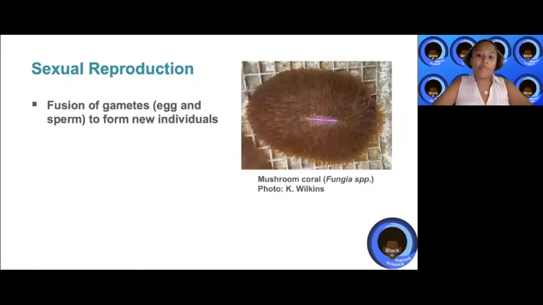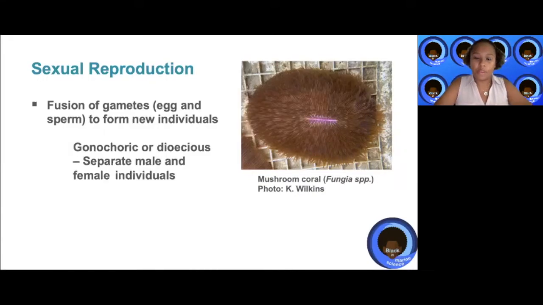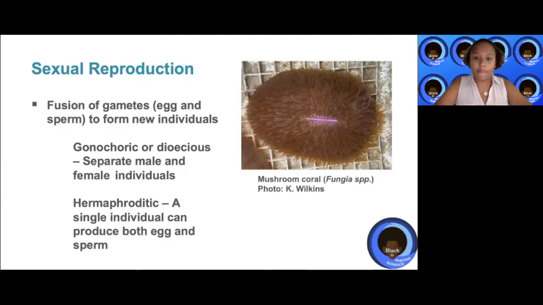The second type of reproduction some coral use is sexual reproduction, which involves the combination of gametes, the egg and sperm, to form new individuals. Corals can be gonochoric or dioecious, which means that they have separate male and female individuals. Additionally, corals can also be hermaphroditic, which means a single coral can produce both egg and sperm. Now, these two characteristics of corals are not mutually exclusive. Coral colonies of the same species can be both male or female, while others are hermaphrodites.